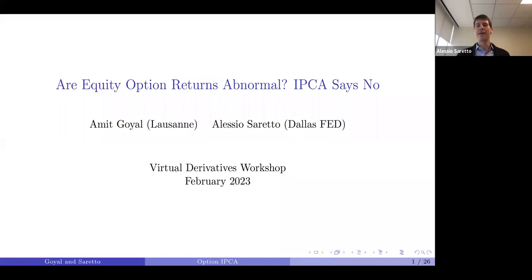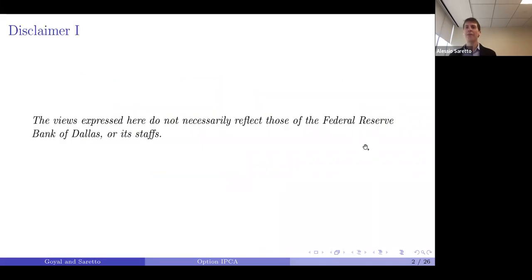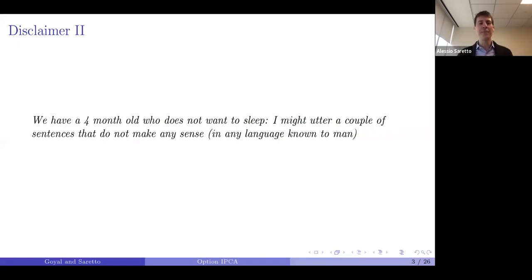Since I'm at the Fed now, I have a disclaimer: nothing of what I say is representative of what the Fed thinks about things. I also have another disclaimer. We have a 4-month-old who refuses to sleep, so I might say things that make no sense whatsoever. I apologize for that in advance, and Christian or Dima, just stop me if I'm rambling around.